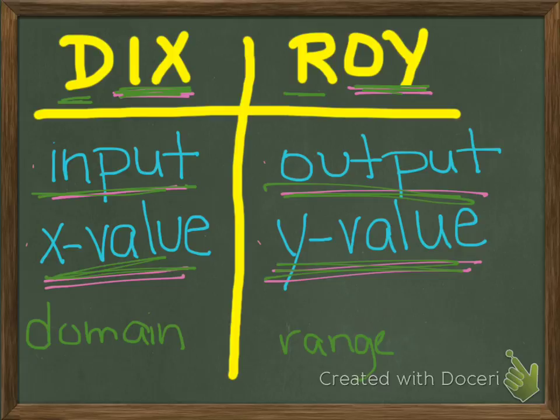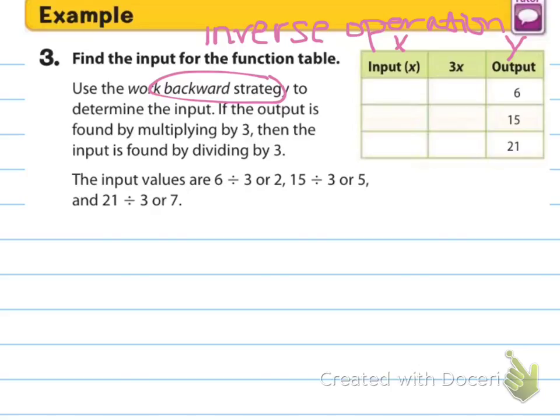whereas O, our output, goes with Y, which also goes with range. And you'll learn that later, the domain and range part, but for now, input and output. The input goes with X, that's our X, and then the output goes with Y, that's our OY. Okay, so Dixon-Roy, and that's just a little trick for you to remember it.